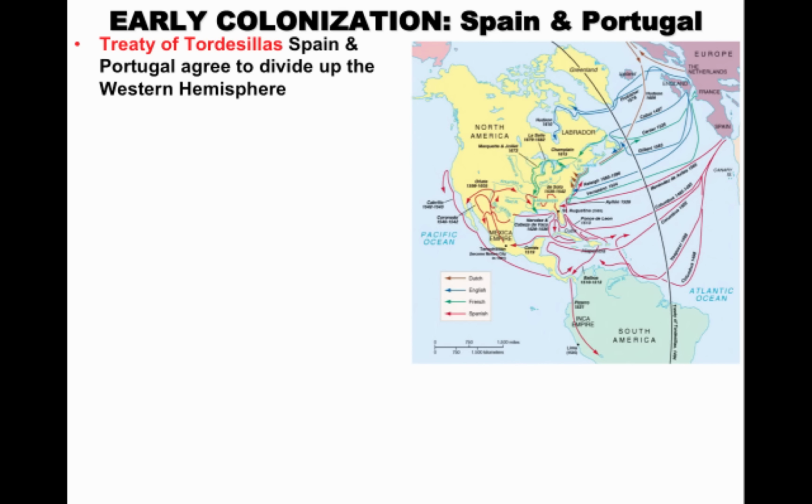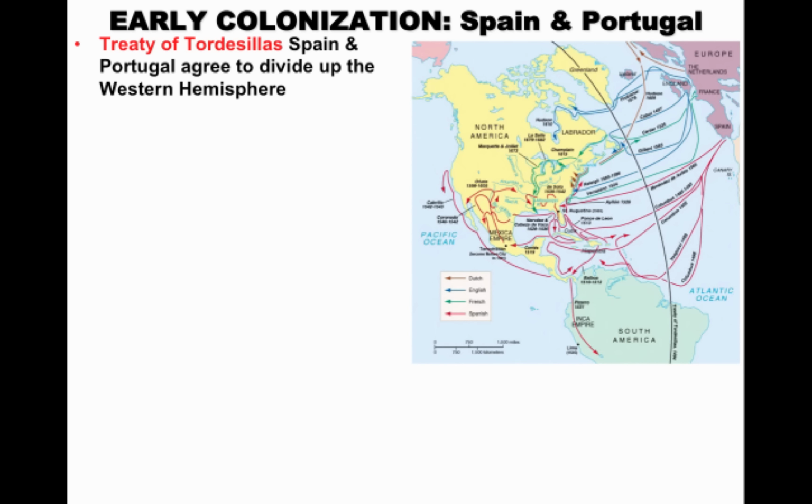It's important to note the first countries to colonize the Western Hemisphere are going to be Spain and Portugal. They are going to divide up the New World with the help of the Pope. With the Treaty of Tordesillas, Spain and Portugal agreed to divide up the Western Hemisphere.